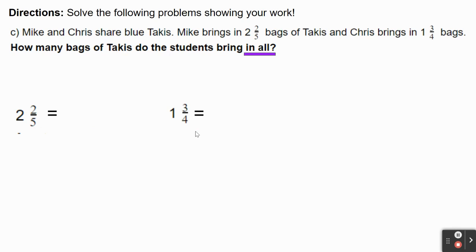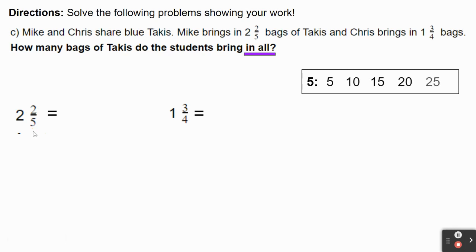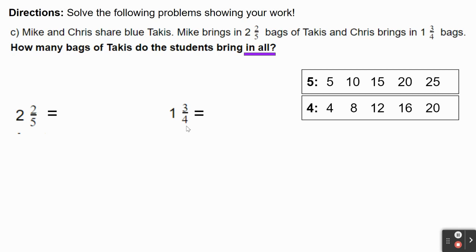To do this, we're going to list out our multiples of each denominator. Let's start with 5, since 5 is the denominator of our first fraction. We have 5, 10, 15, 20, and 25. Now let's list out the multiples of our next denominator, 4. We have 4, 8, 12, 16, and 20. If we look at both lists of multiples, we can see that 20 is the first multiple found in both lists. So that means we are going to create equivalent fractions where the denominator is 20.